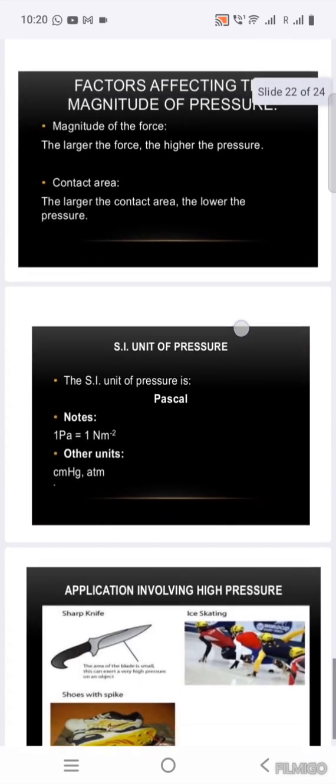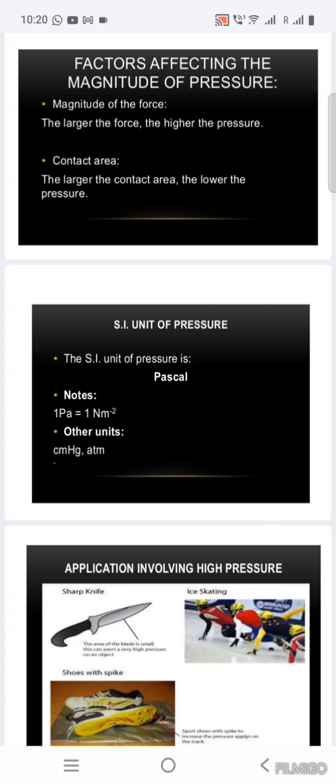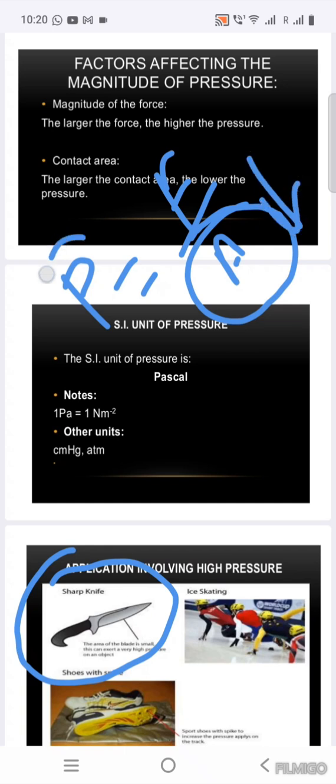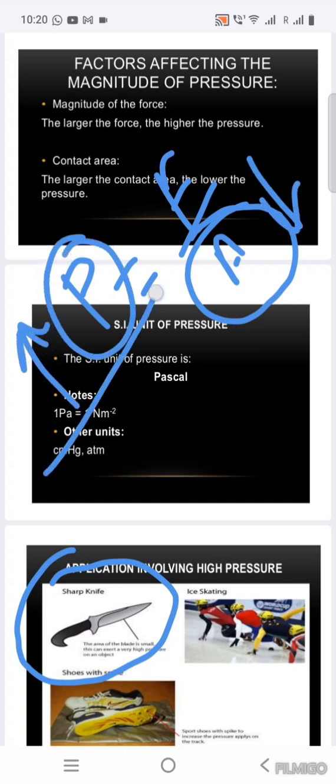Here you can see applications of pressure. The first application is a sharp knife. The edge of the knife is sharp, which means the area of the edge is very small. From the formula, pressure is force upon area, so if the area is decreased, the pressure increases. That's why with a sharp knife we can easily cut vegetables.